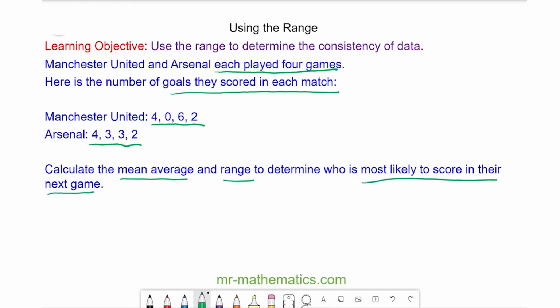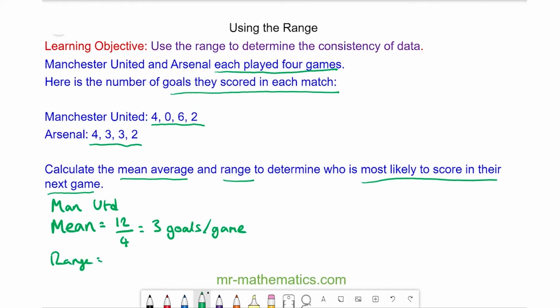game. For Manchester United, the mean average is the total of the 4 scores, which is 12, divided by the number of games, which is 4. So this is an average of 3 goals per game. And the range is the difference between the biggest and the smallest value, the 6 and the 0, which is 6 goals.